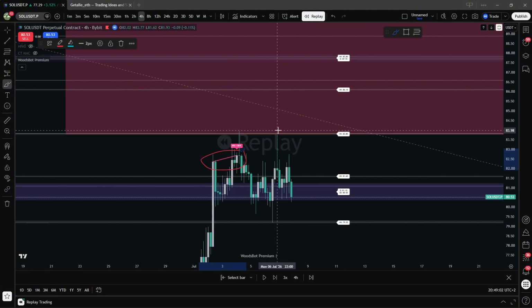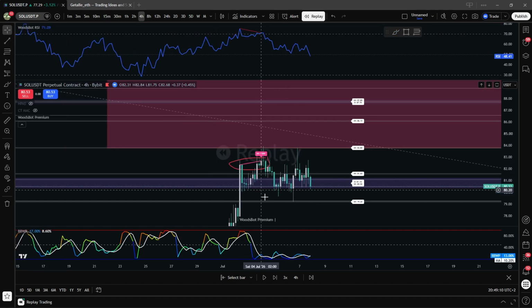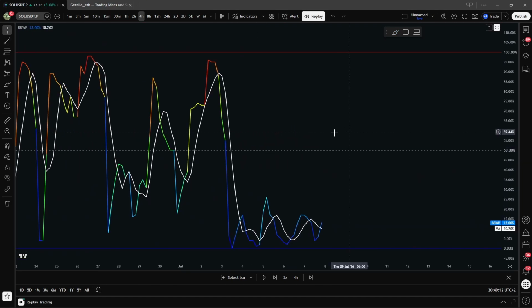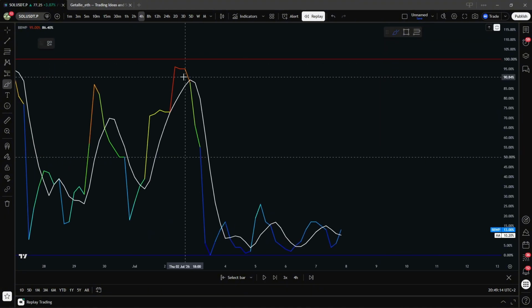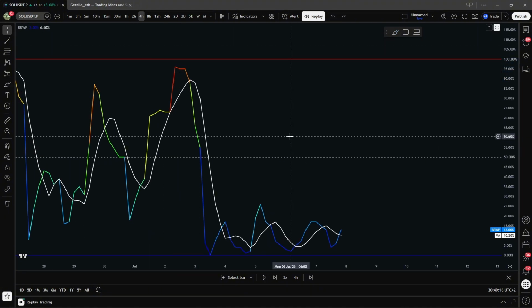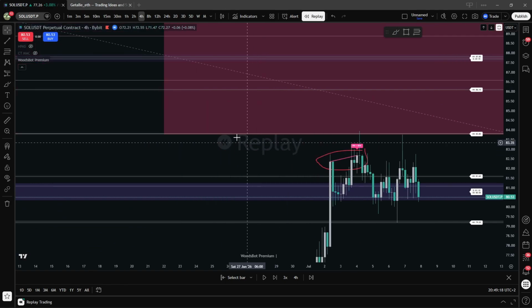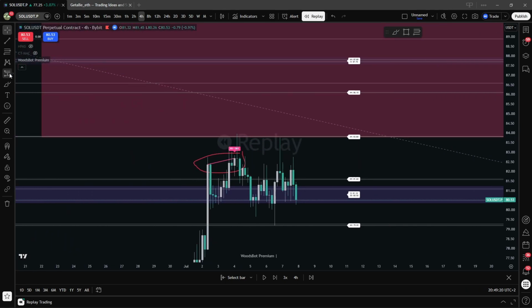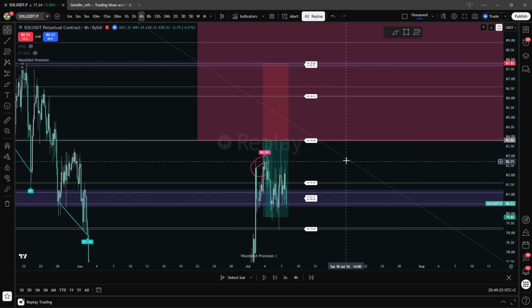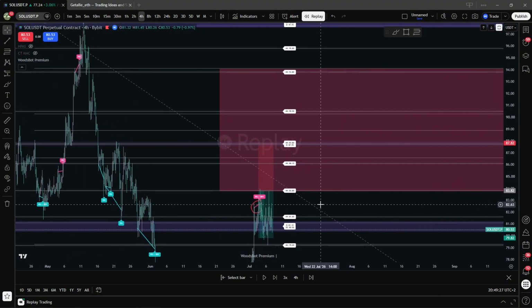It is touching a WoodsBot 4-hour level. It's also touching a Fibonacci level. And the only thing that is missing is decreasing volatility. And what can we see here? We have decreasing volatility. So all of my conditions are met for me to enter this short position. Now, what is my exit condition?